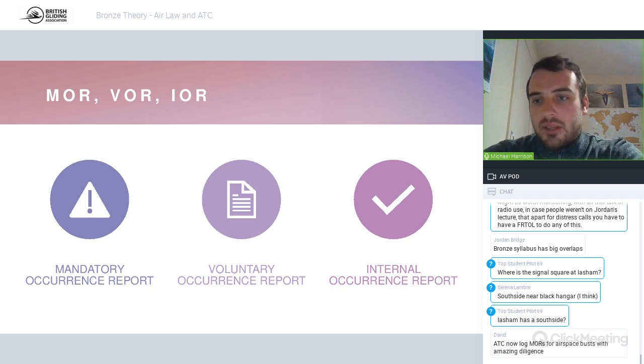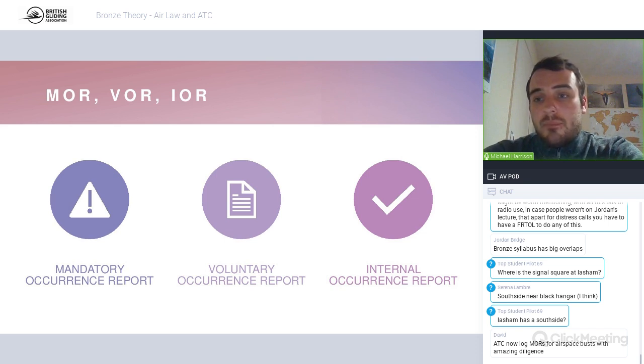As has just been mentioned in the comments, one thing that is mandatory reportable is airspace busts. Air traffic controllers have absolutely zero discretion these days on whether they file an MOR on an airspace bust. If the controller doesn't MOR your airspace bust, no matter how minor, they will potentially get into trouble for it.